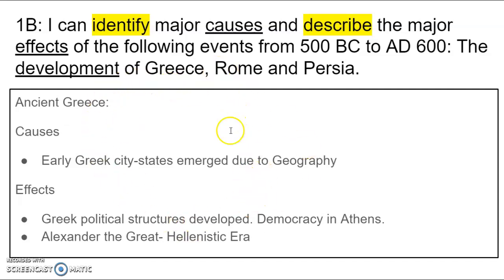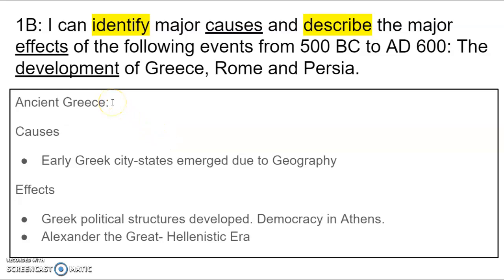Here in this box, we're going to go over ancient Greece, and on the next slide, we'll go over ancient Rome. So it's asking for you to identify the major causes of the development of Greece, Rome, and Persia, and then describe the effects of the development of Greece, Rome, and Persia. So let's look at ancient Greece first here in the box.